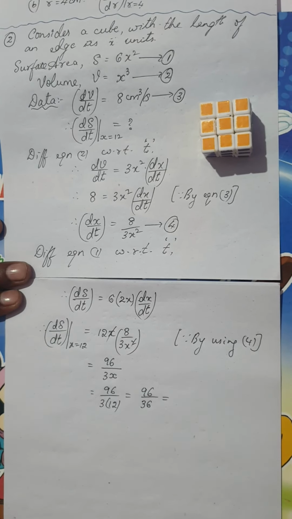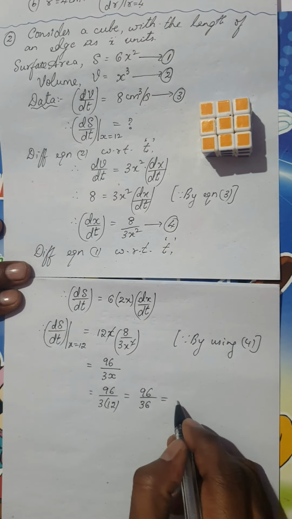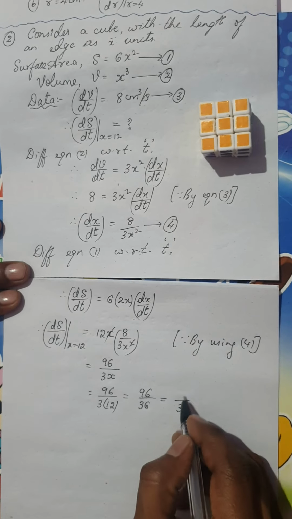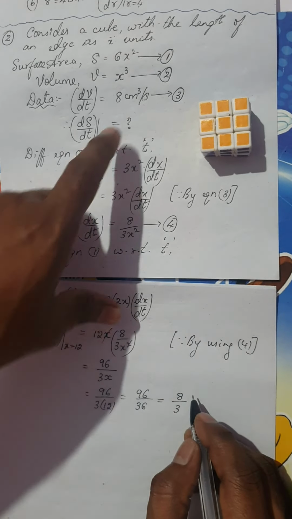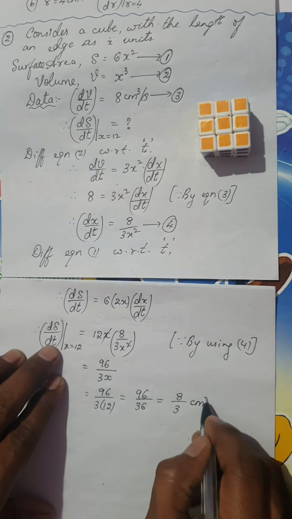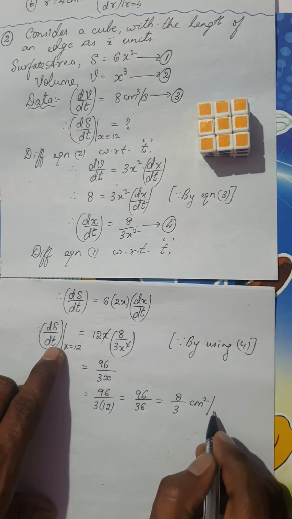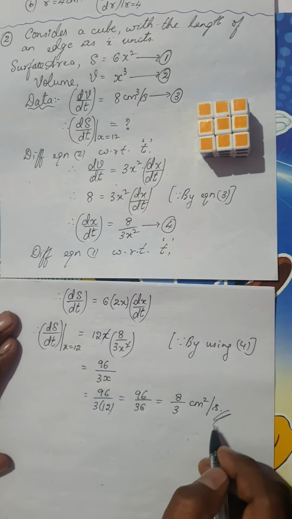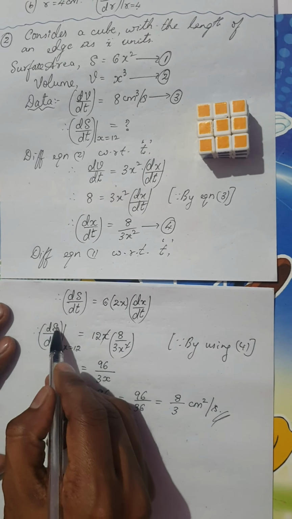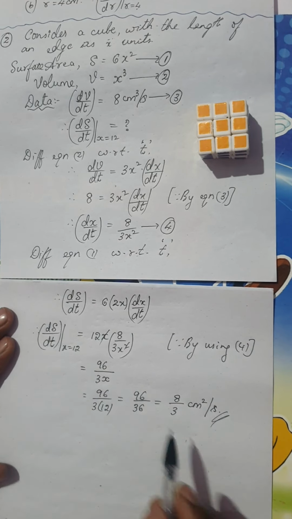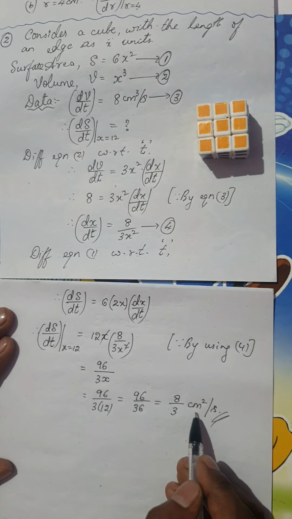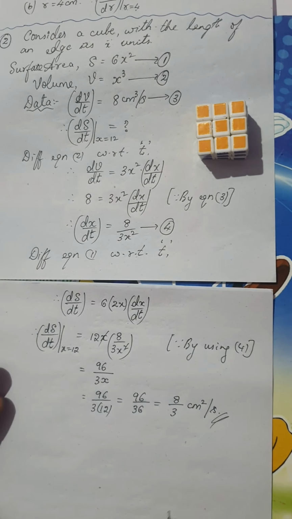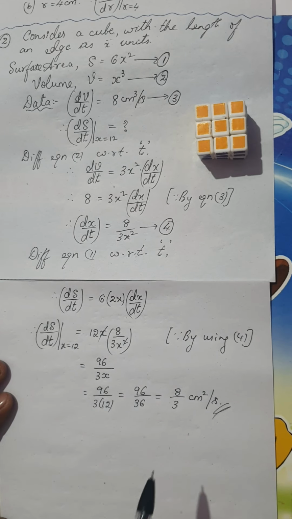So, what you are going to get? Can you divide it? So, divide it. 12 3s is 36. 12 8s is 96. The unit of surface area is centimeter as given, so centimeter square per unit of time, which is second. So, the rate at which surface area is changing when x is equal to 12 is 8 by 3 centimeter square per second. So this is the required solution.